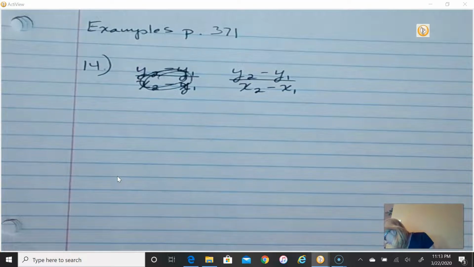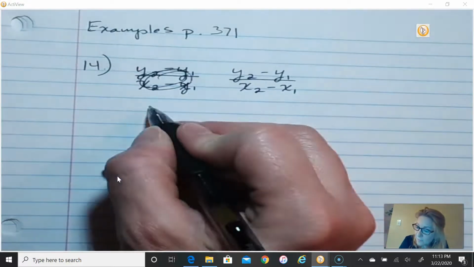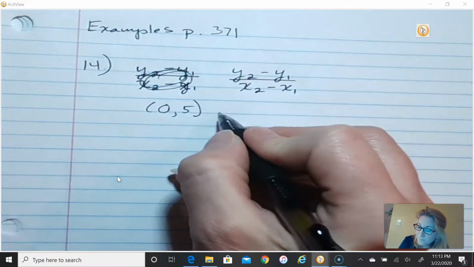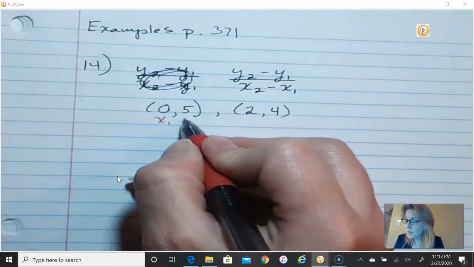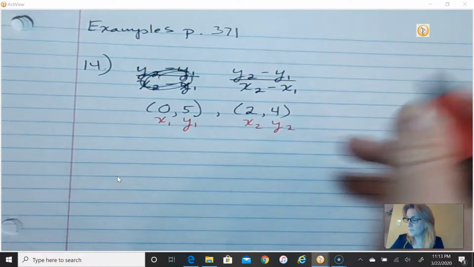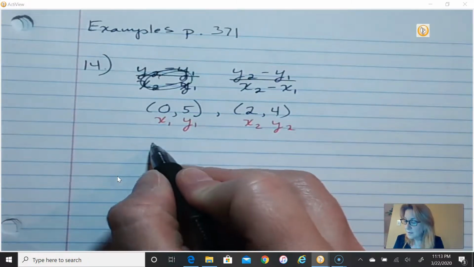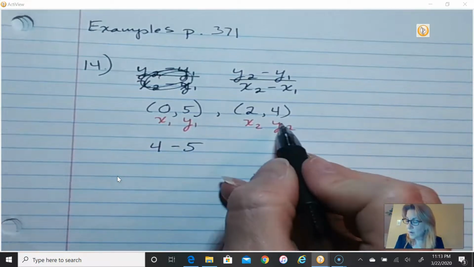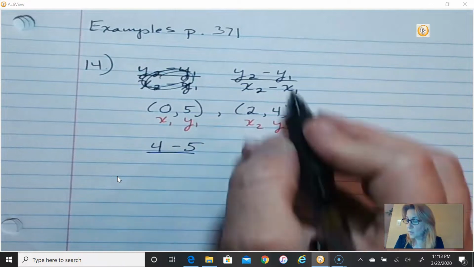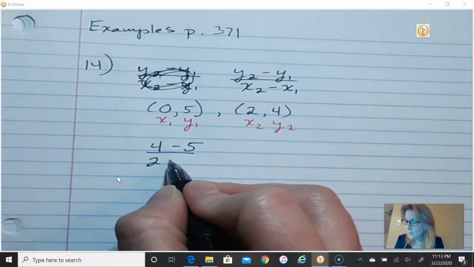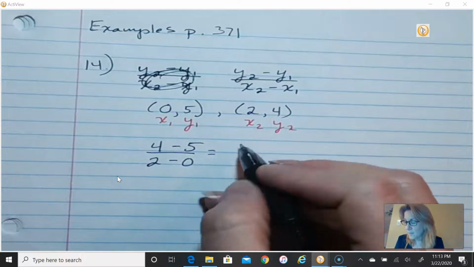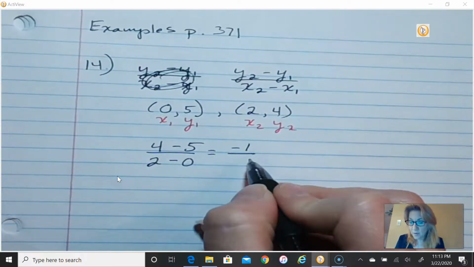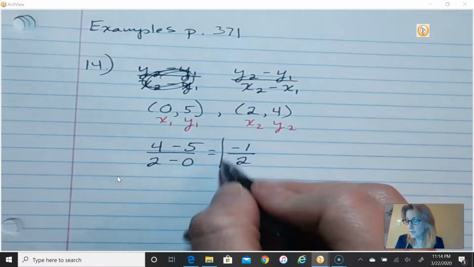Okay, so 14, it says find the slope of the line passing through these 2 points. Read your directions. So 14, they give you 0 and 5, and 2 and 4. Go ahead and write down x1, y1, x2, y2. So then it's 4 minus 5, y2 minus y1, always the minus, and then 2 minus 0, x2 minus x1. So that's -1 over 2. You cannot reduce it, so there's your slope.